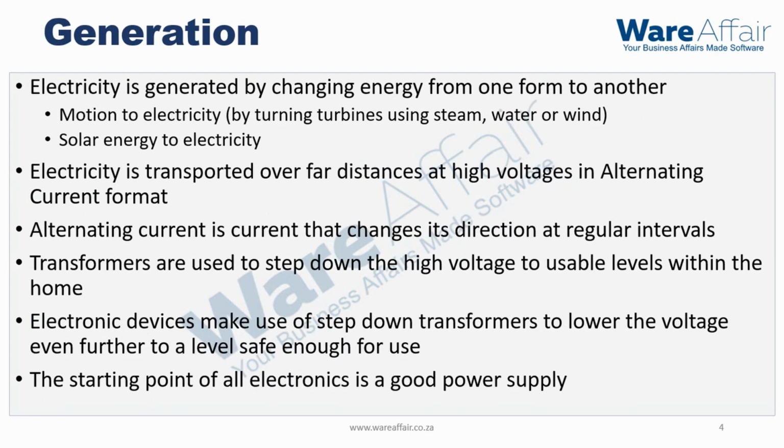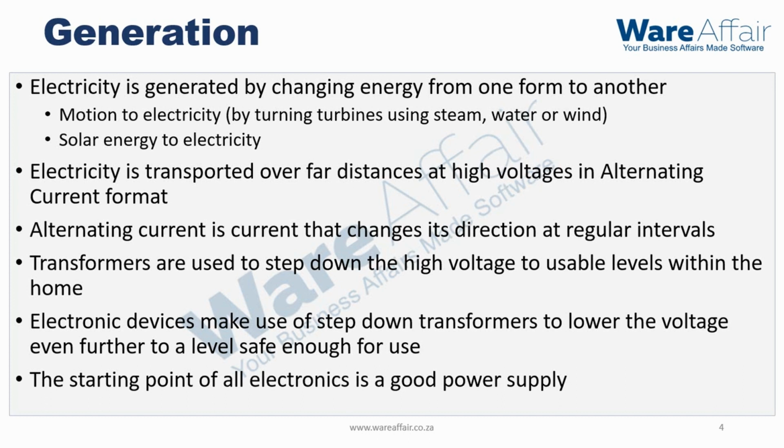How exactly is electricity generated? There are many ways to generate electricity, but they all center around the principle of changing energy from one form to another. The most common is converting motion to electricity. This is done by turning turbines either by using steam, water, or wind. Another popular method of generating electricity is by converting solar energy to electricity.